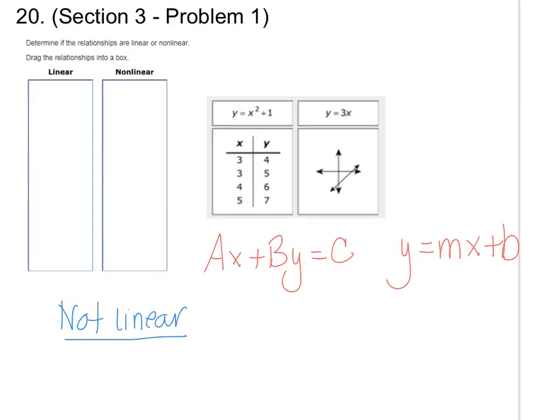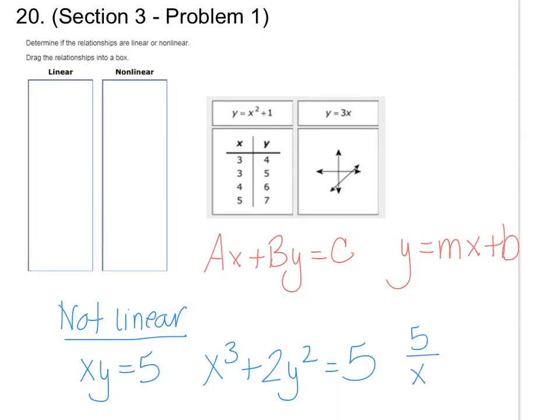Some of the things we said were if the x and the y were multiplied together, that's not linear. What else would not be linear is if the exponent of the x or y is something other than 1. So this does not have an exponent of 1. That doesn't have an exponent of 1. So those would not be linear. We also said that if the x or y was in the denominator, that is also not linear.